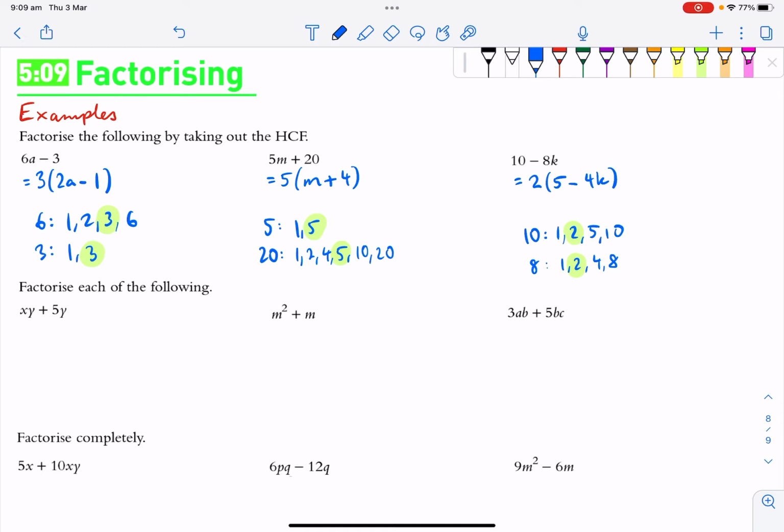Now the second question, factorize each of the following. So we have xy plus 5y, m squared plus m, and 3ab plus 5bc. So let's have a look at xy plus 5y. The first thing we'll notice, there's no number here. All right, there's a number here, but there's no number here. So sometimes we're not factorizing the numbers. Sometimes it's a little bit easier. What I do notice is that they both contain a y. So I will factor out the y. Notice that the y gets pulled out to the front of a bracket. And then inside my bracket, I just write down everything that's left behind. And you can see that everything that we didn't factor out is x plus 5.